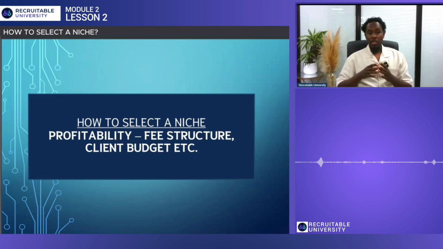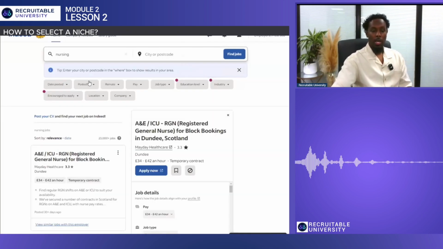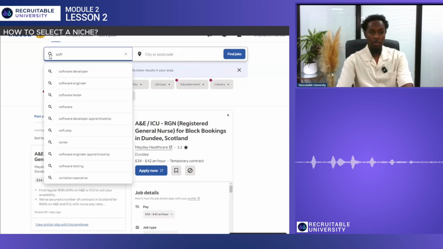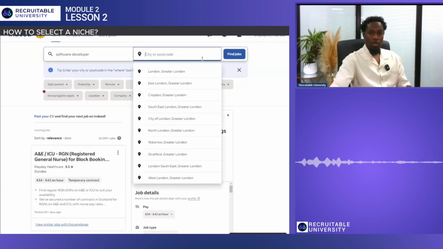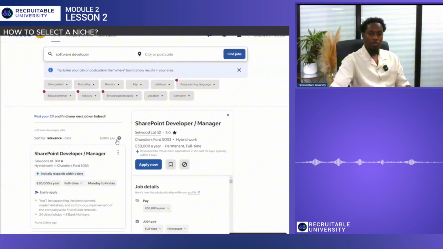When it comes to selecting a niche, look at what industries are profitable and which industries are using recruitment agencies a lot. You can just play around online. If you go on Indeed, for example, and type in whatever field you want to look at, let's say software developers, and click find jobs, we've got over 6,000 jobs for software developers on Indeed.